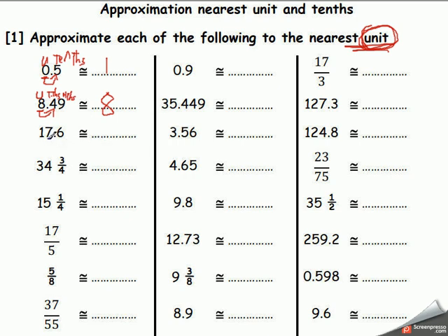The next example. This is the unit, this is tenths. I will mention the unit digit. After that, the next digit is 6. 6 is strong, so 7 becomes 8.